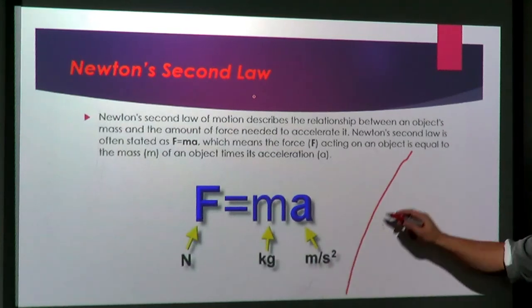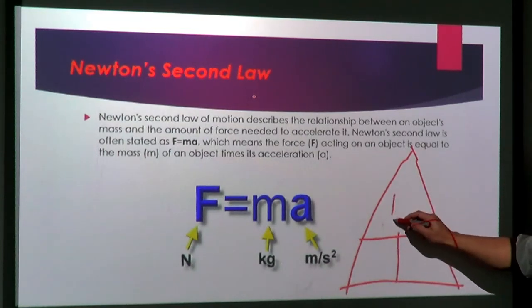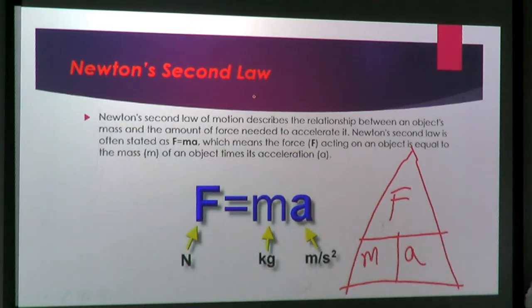Easy to remember, but too many people want to make this hard. We just do basic algebra, my lovely triangle. Force is equal to mass times acceleration, and we don't need to memorize three formulas. We just memorize the basic one. If you're looking for acceleration, what is force doing to mass? Dividing. If we're looking for mass, what is force doing to acceleration? Dividing. But if we're looking for force, what is mass doing to acceleration? Multiply. Perfect. Everybody's clear on that.